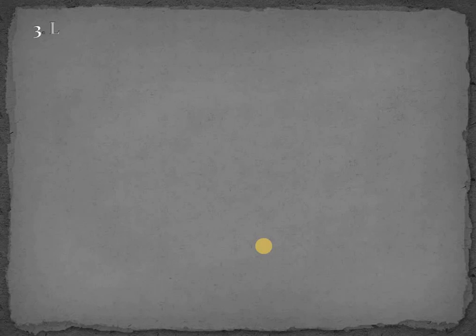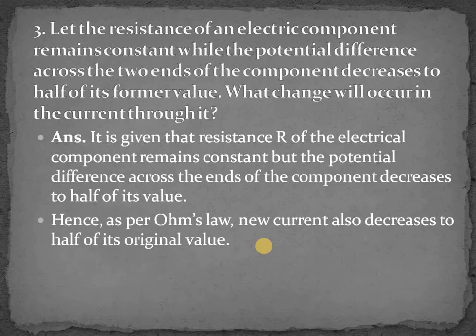Now question number 3 says, let the resistance of an electric component remain constant while the potential difference across the two ends of the component decreases to half of its former value. What change will occur in the current through it? So now we are given 2 things, that is resistance. Resistance is same. There is a change in potential difference.